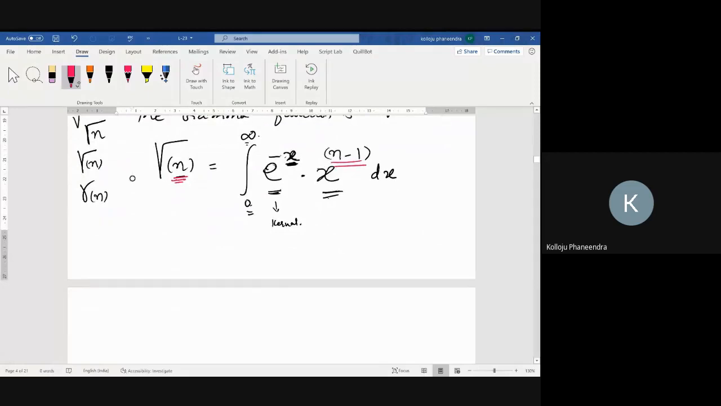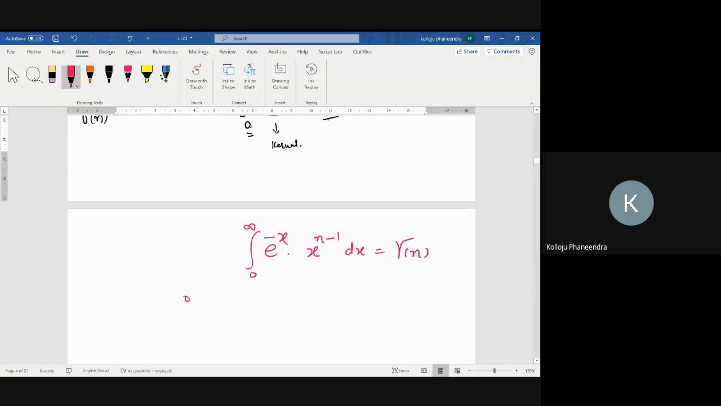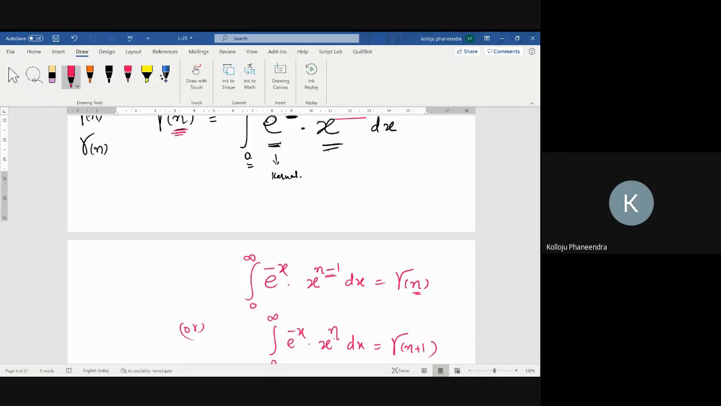So once again, I am writing: limits must be 0 to infinity, e power minus x, and x is the base with power n minus 1. This is gamma of n. Or one can write it like this also: 0 to infinity, e power minus x, x power n, since if the power is n minus 1, then adding 1 gives n. So this becomes gamma of n plus 1.